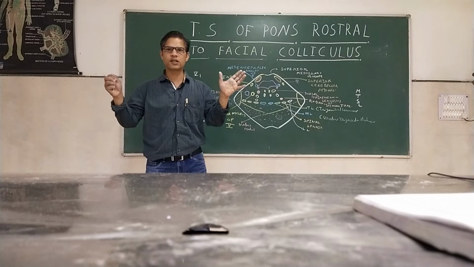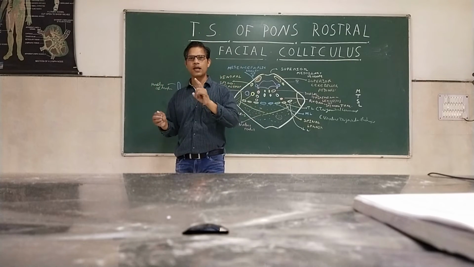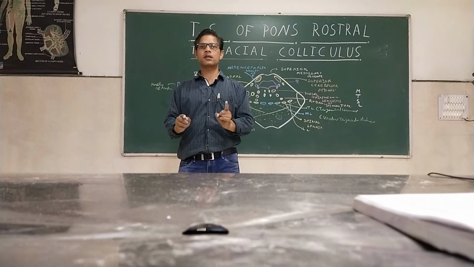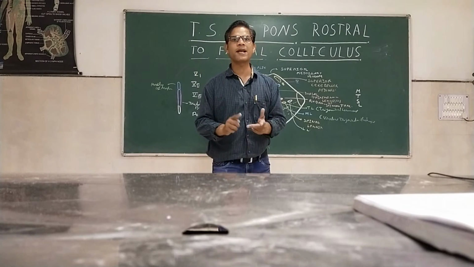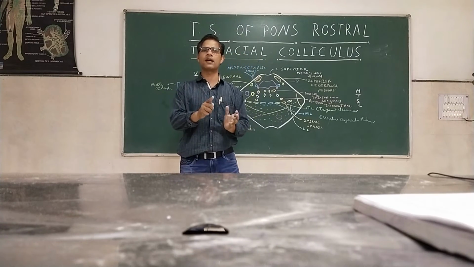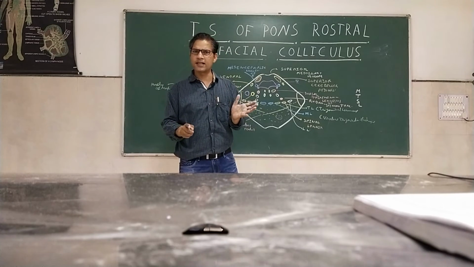The story of this motor nucleus is that it is a branchiomotor nucleus. This is supplying the muscles of the first arch. This is supplying the muscles of mastication, plus tensor tympani and tensor veli palatini, both the tensors.